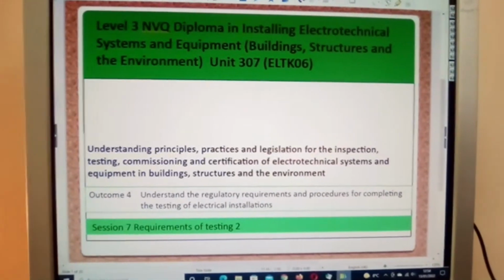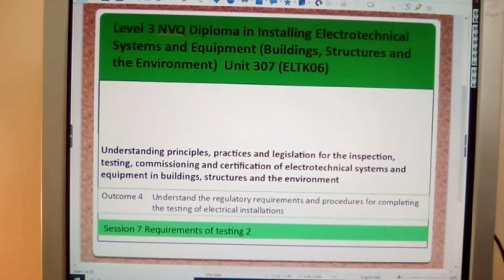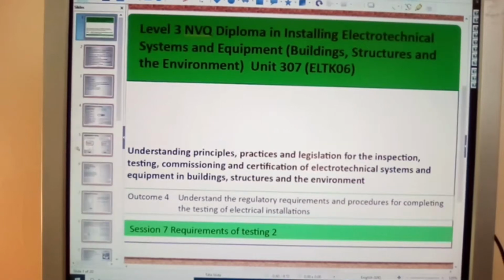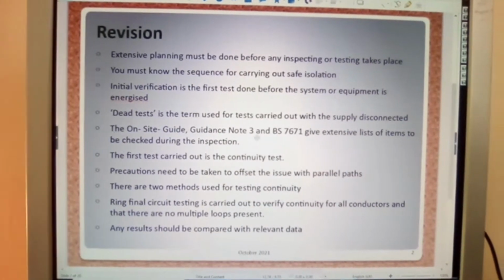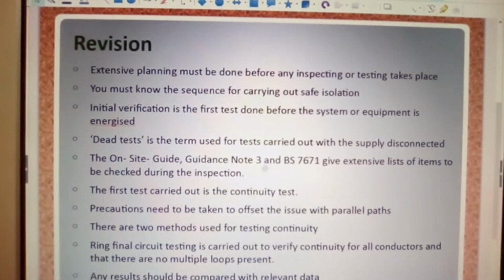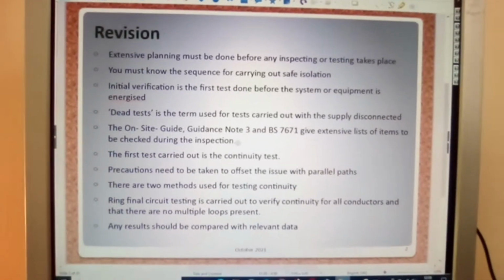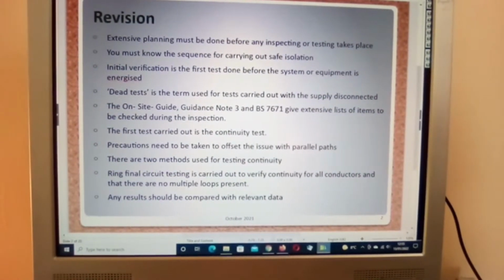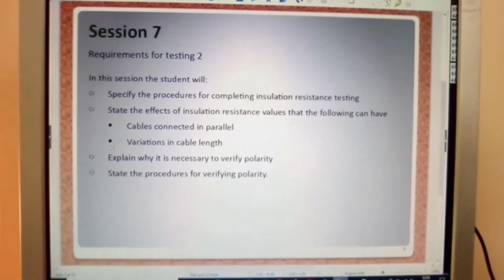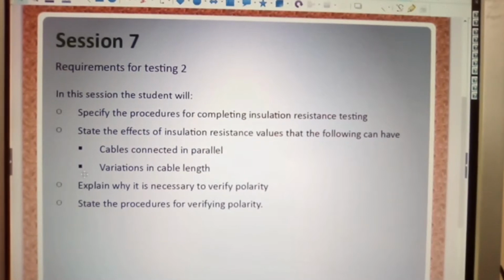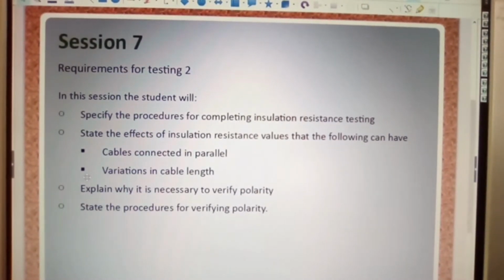Now again, I don't need to do a lot of talking on this. This is for you mainly to read through and look at for yourselves. Right, revision, you've done most of this already, previously. Don't need me to be looking at it again or going over it. You should know the format by now. Section 7, requirements for testing. In this session, you will specify the procedures, state the effects of installation, cables connected in parallel, variations in cable length, etc.